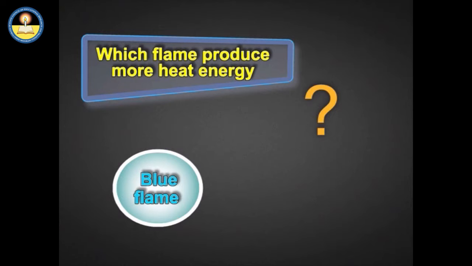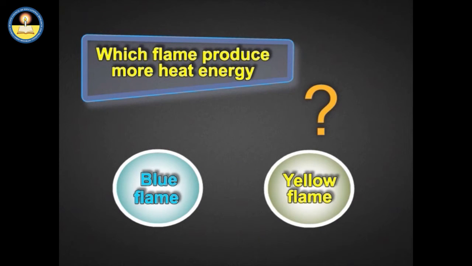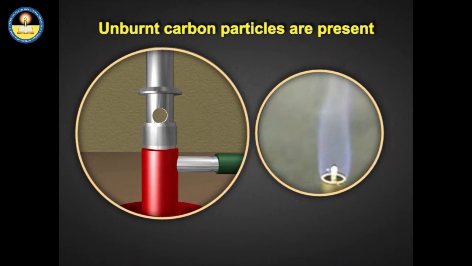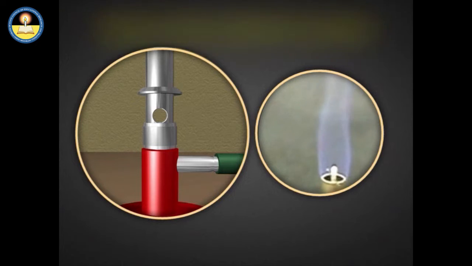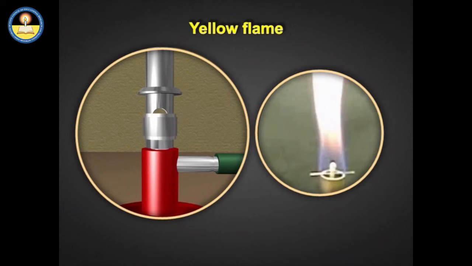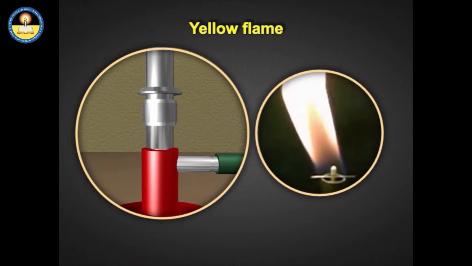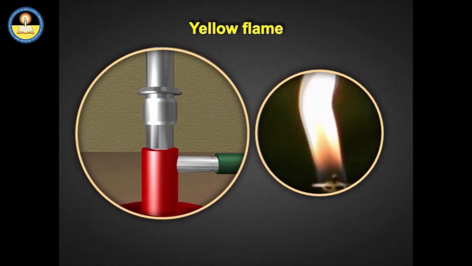Which flame produces more heat energy? A blue flame or a yellow flame? Blue flame means complete combustion. No unburnt carbon particles are present. If the fuel is burnt completely, more heat energy is released. In yellow flame, a part of the fuel remains unburnt. Hence, yellow flame will release less energy, that is, it will be cooler.